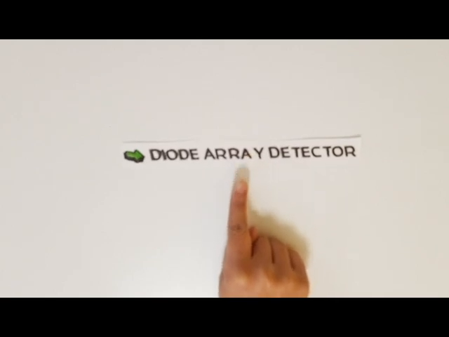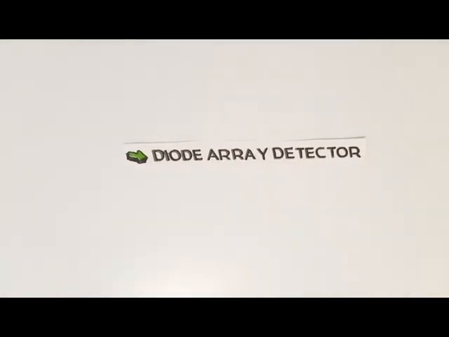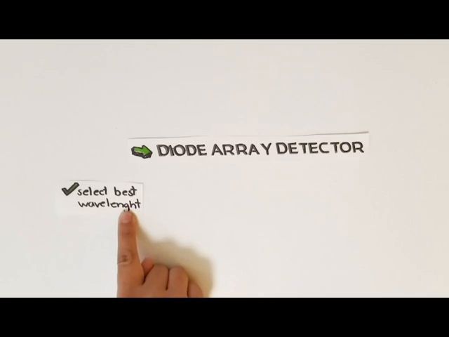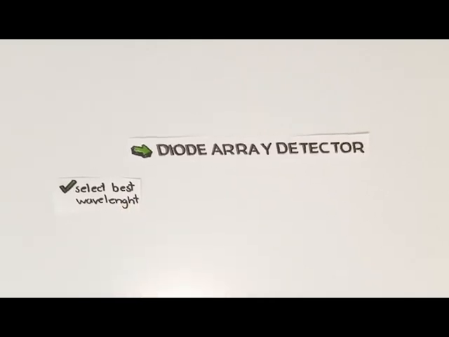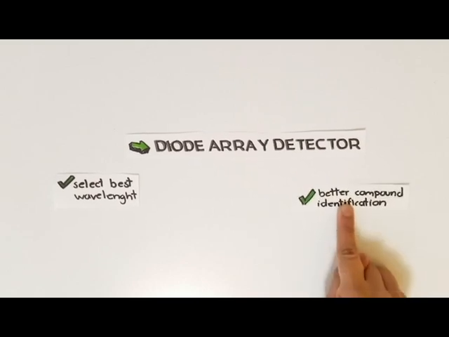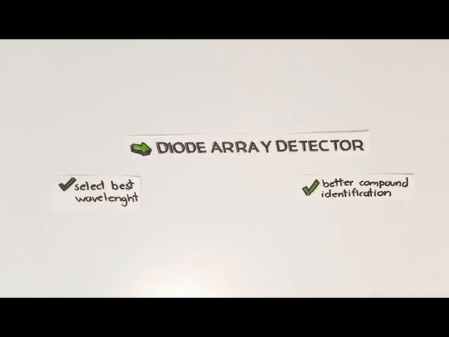DAD is useful in HPLC because it allows the identification of samples and it also provides qualitative information. DAD has two main advantages. First, it gives us the opportunity to select the best wavelength for our analysis. And second, it allows a better compound identification in impure samples.